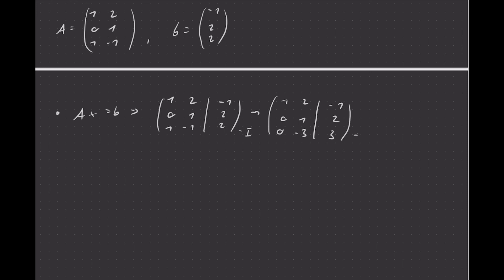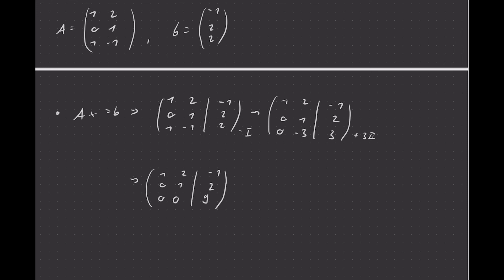And then, of course, we could add 3 times the second row to the third one, and we'd obtain this matrix here. So copy the first 2 rows again. And then the third row is 0, 0, and 3 plus 6, that would be 9. So it would look like this.